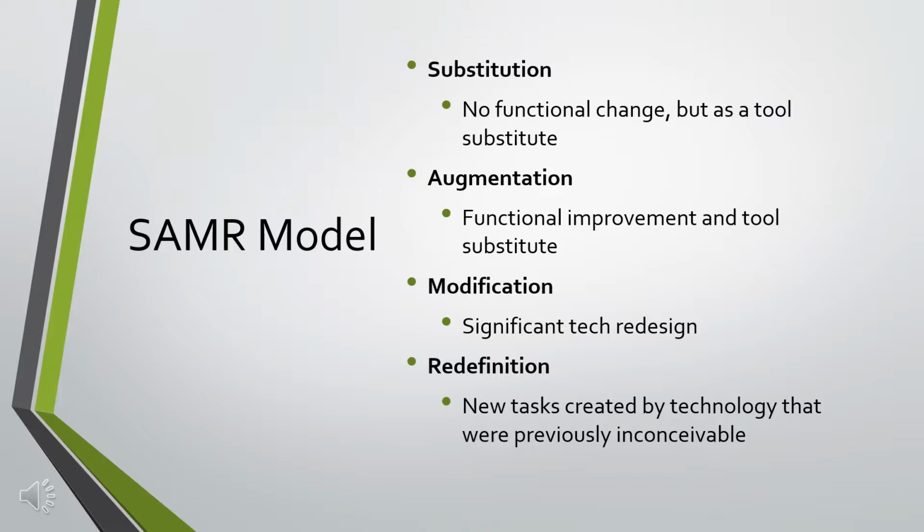But I just wanted to go over each stage of the SAMR model to give a background of each stage that I learned about. First one being substitution. This is really no functional change, but a tool substitute. Augmentation is a tool substitute, and it slightly improves the function of the lesson. Modification includes a significant technological redesign, and redefinition includes new tasks created by technology that weren't really able to be even thought of before this change.